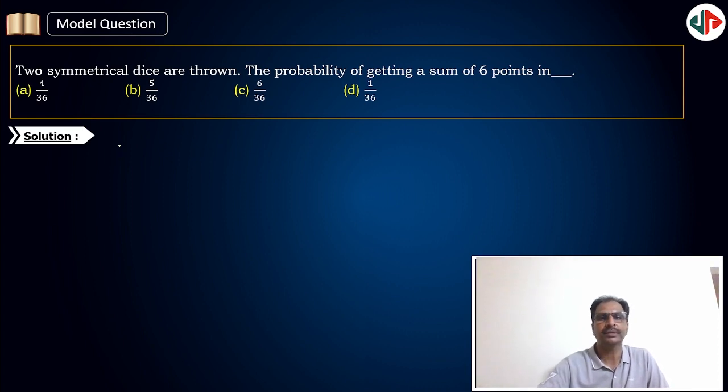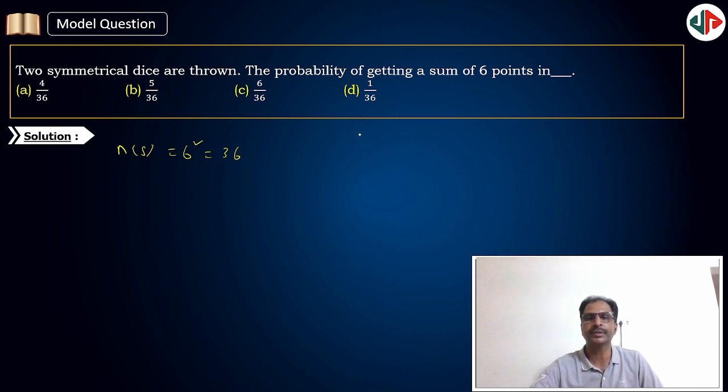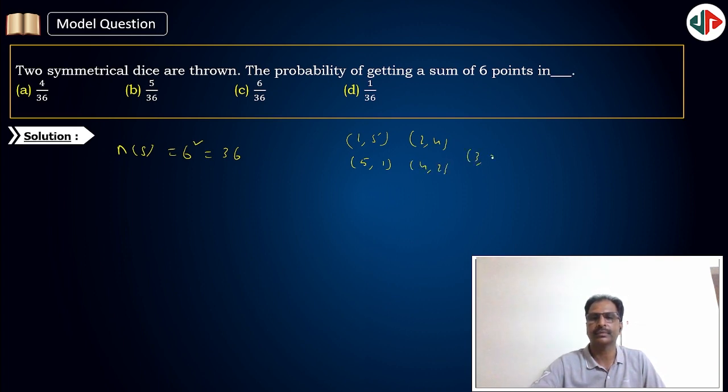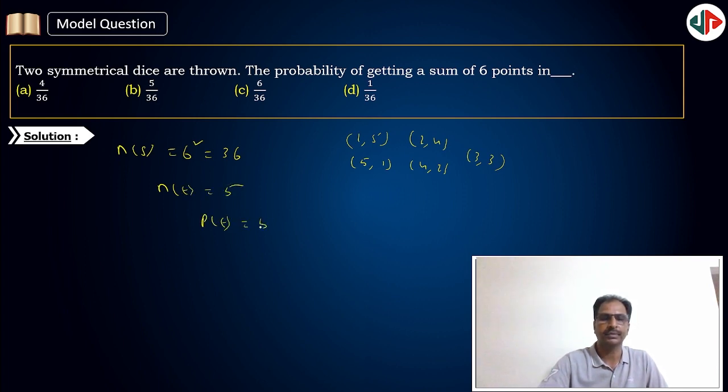Two symmetrical dice are thrown. N of s is 6 square, which is 36. The probability of getting sum of 6 points. When two dice are thrown, what are the possible cases where you get sum 6? I may get 1 5 or 5 1, 2 4, 4 2, or 3 3. So favorable cases are 5 out of 36. So required probability is 5 by 36. Option B.